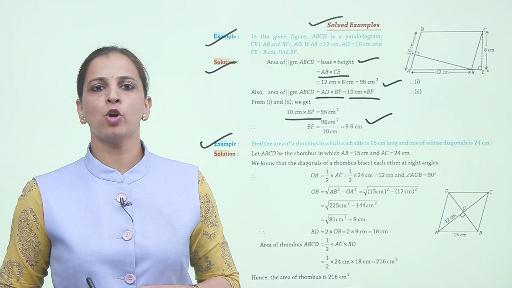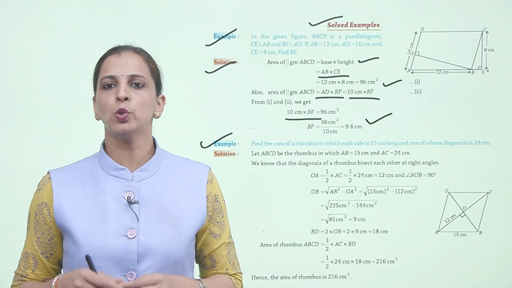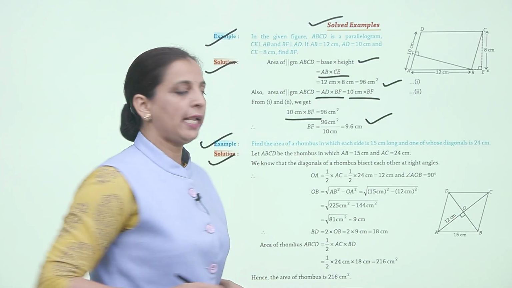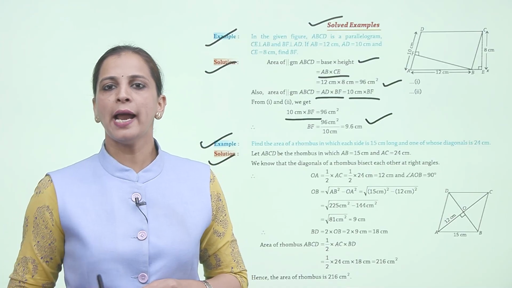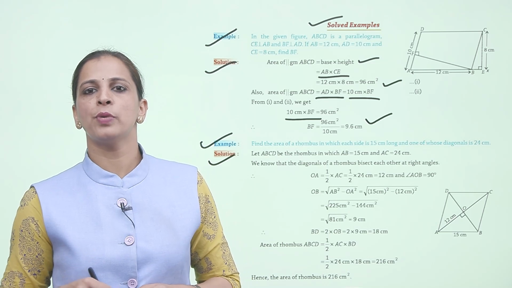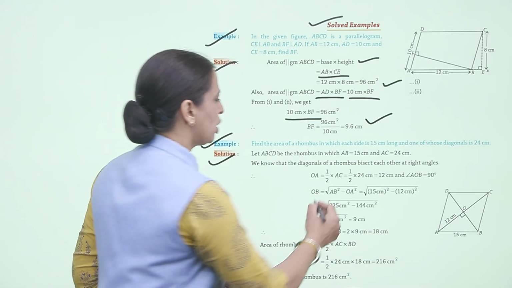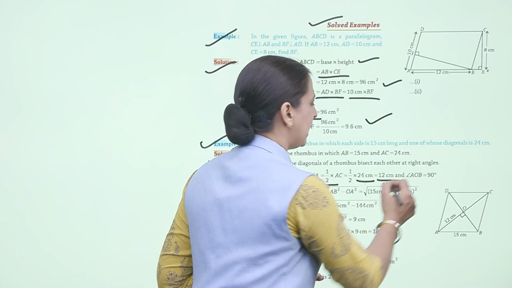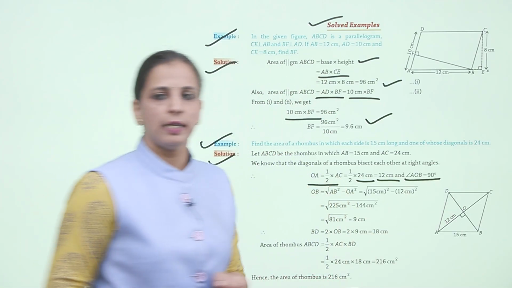Find the area of a rhombus in which each side is 15 centimeter long and one of whose diagonal is 24 centimeter. Now solution करते हैं. Let ABCD be the rhombus in which AB is 15 centimeter and AC is 24 centimeter. We know that the diagonals of a rhombus bisect each other at right angle. So OA is equals to half of AC, that is half of 24, that is 12 centimeter, and angle AOB is equals to 90 degree.